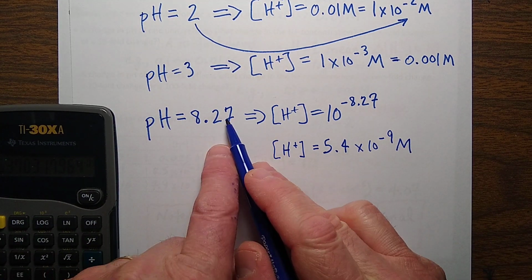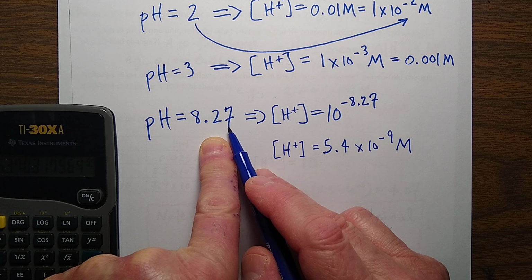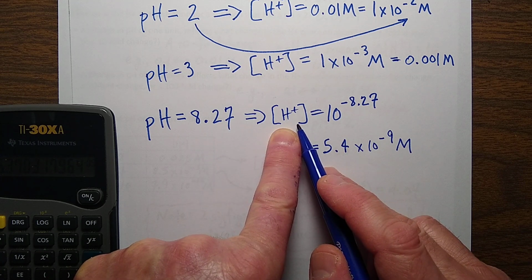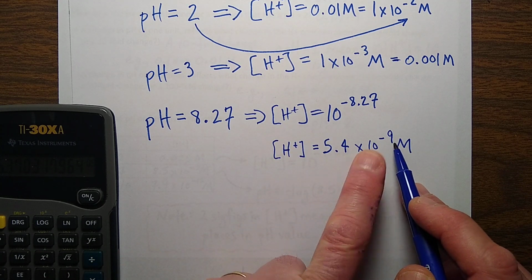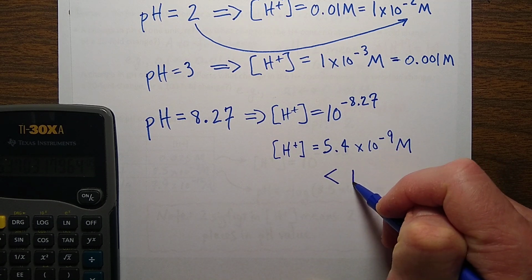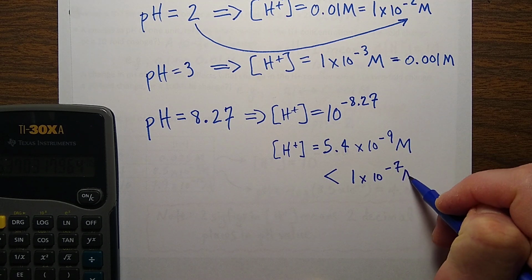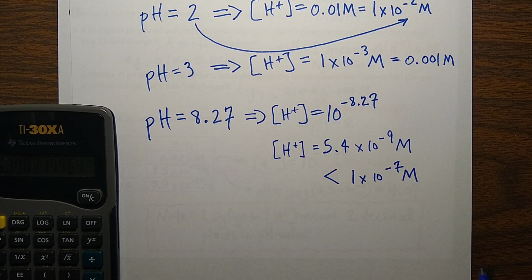So you can see this pH represents a solution that is slightly basic, which means that the concentration of protons should be less than 10 to the -7th, which it is. This is a smaller number. That number is less than 1 times 10 to the -7th. It's hard to think on these very small numbers, but that's a true statement.